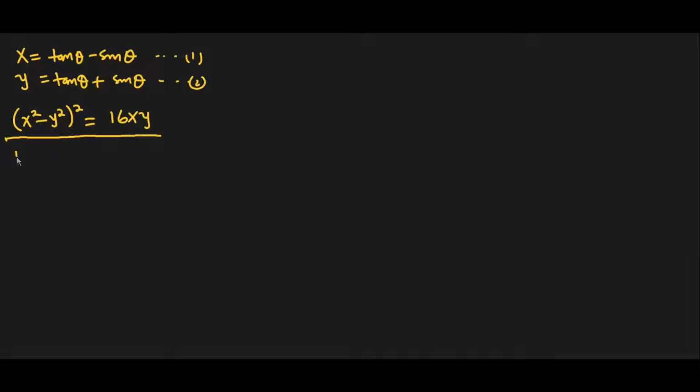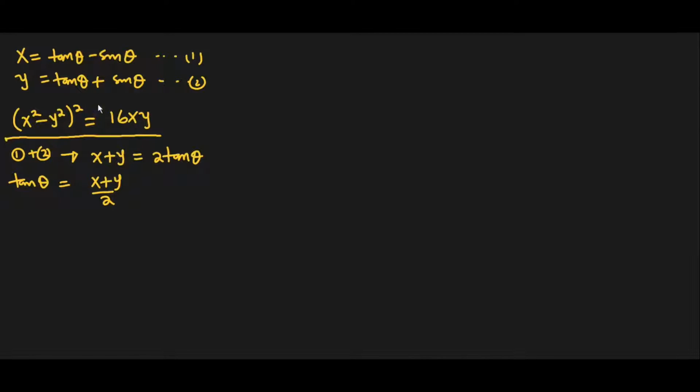So if we add 1 plus 2, that results in 2 times (x plus y) being equal to 2 tan of theta, and so therefore tan of theta is equal to (x plus y) over 2. This is what I consider to be the best, easiest approach to proving this.